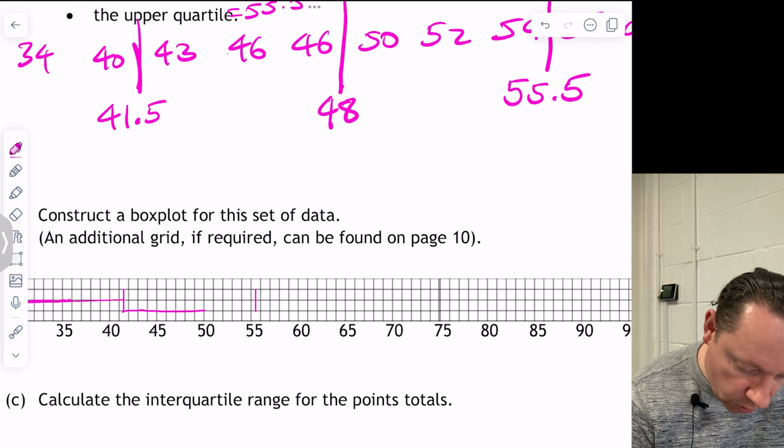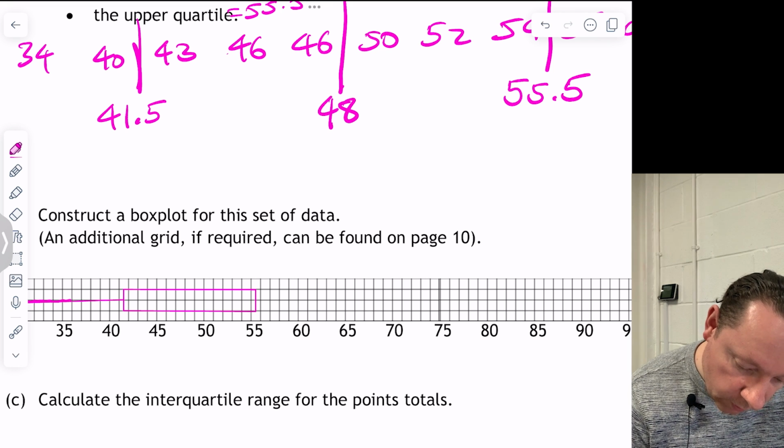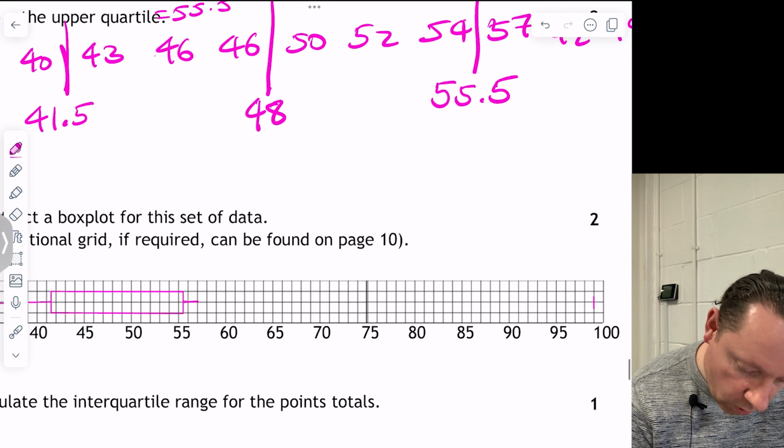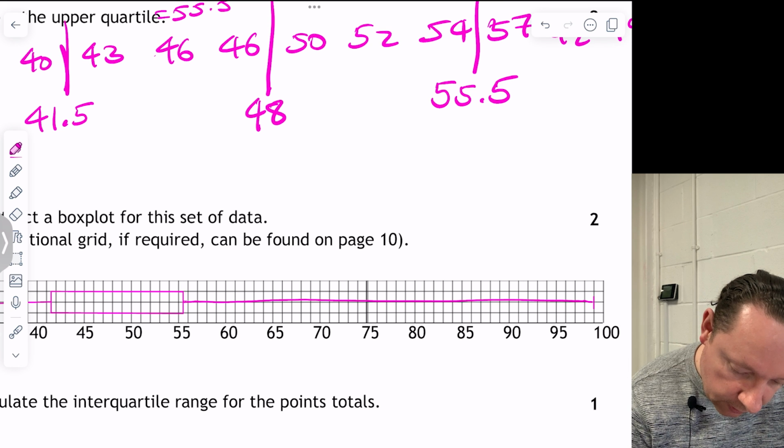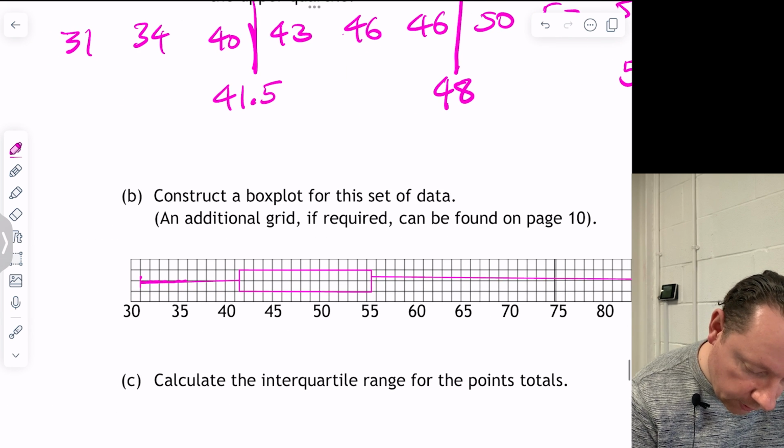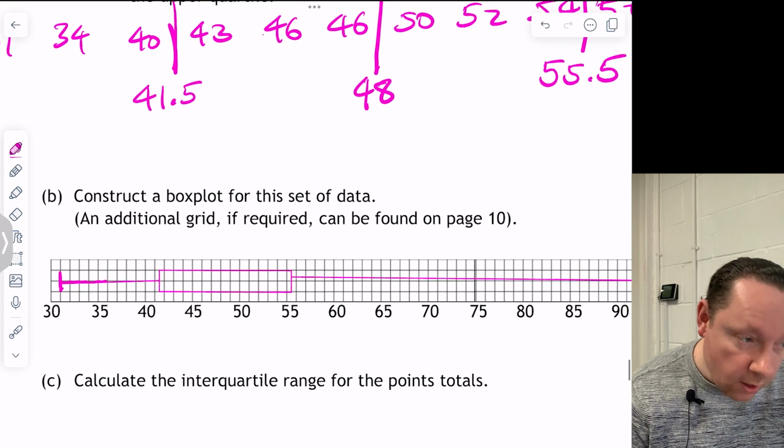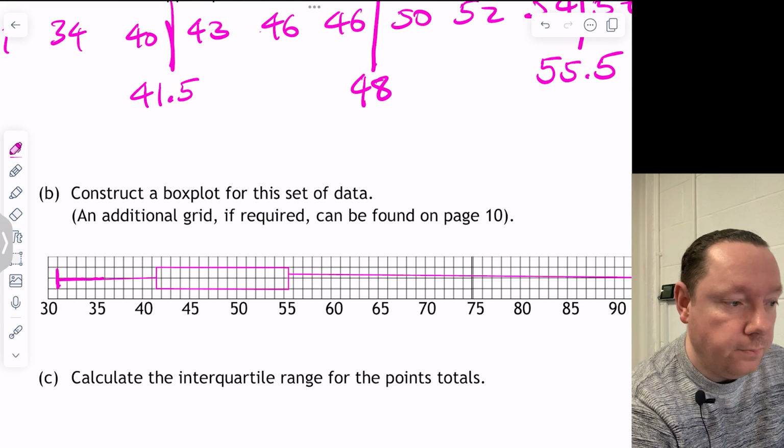So you can just join that there and join it here. And then we join it up to the end. So all the way along to the end. Making sure it is pretty obvious what you've done. And there's your box plot for that.